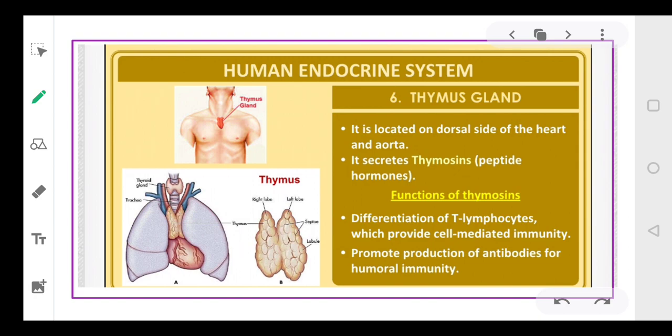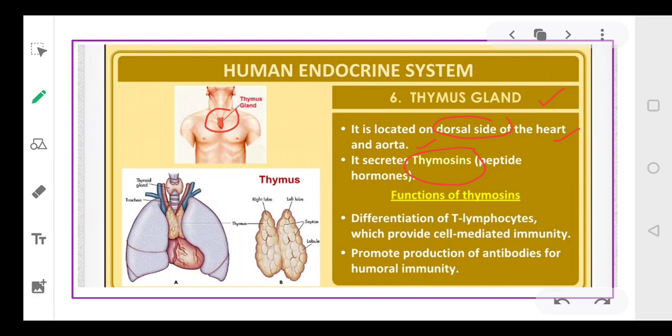so coming to the thymus gland. See, the thymus gland is present below your neck. Just look at the position you can see in the picture. This is your thymus gland which is present there. It is located on the dorsal side of your heart and the aorta. So the gland present on the dorsal side of the aorta and heart is called your thymus gland, and it secretes a hormone which is called thymosin.